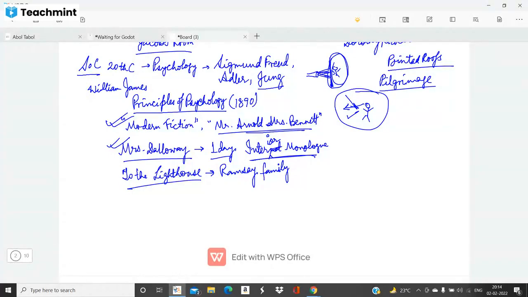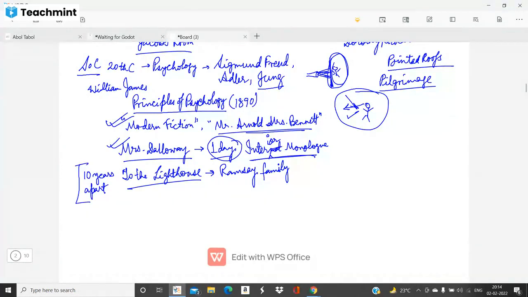Now, Mrs. Dalloway and Mrs. Ramsay, they are concerned about the everyday happenings. But as Woolf says in Modern Fiction, her aim is to examine an ordinary mind on an ordinary day. Now, Mrs. Dalloway is the tale of one day, and To the Lighthouse is a tale of one family with three parts, 10 years apart. So the parts are 10 years apart.